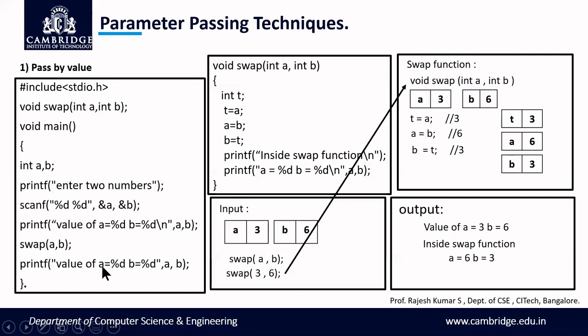Again, I'm printing the value of a and b to verify whether they have been changed or not. Now, when I print, the values will remain 3 and 6 as the initial values. This shows that the original values of a and b, which we entered as 3 and 6, do not change when we pass the actual parameters. Though the formal parameter value gets changed, the actual parameter value does not change. That is what this program is about, pass by value.